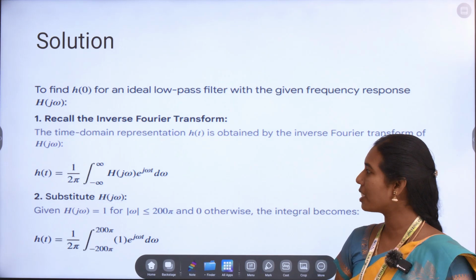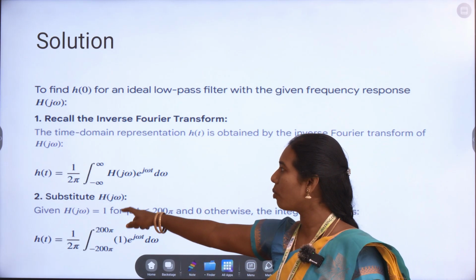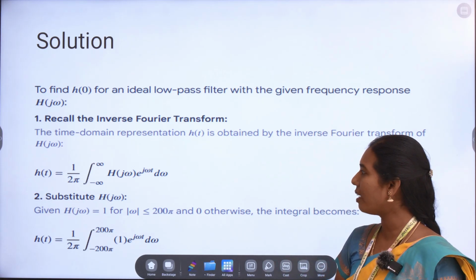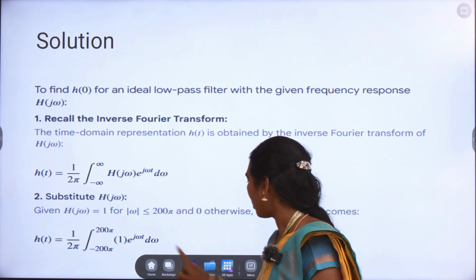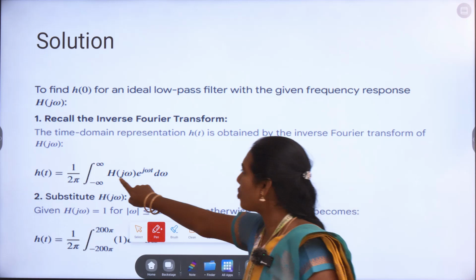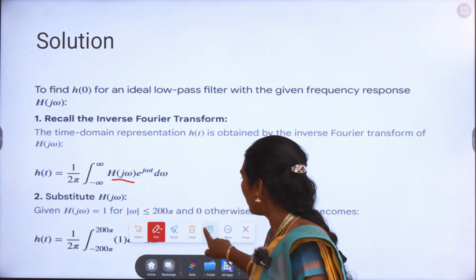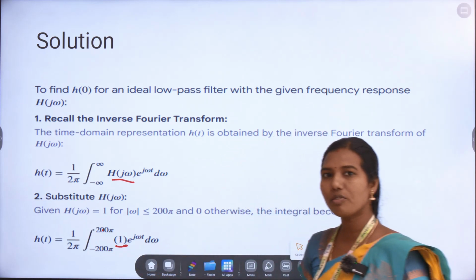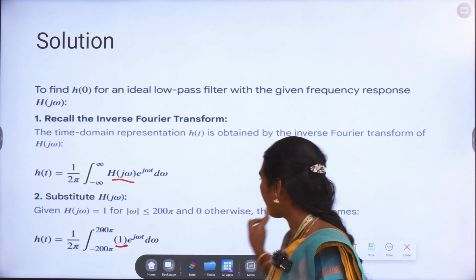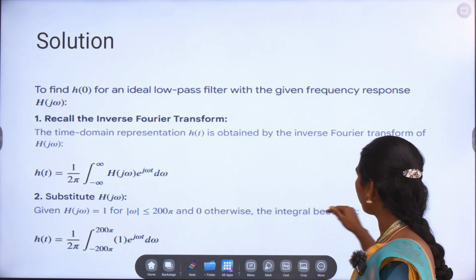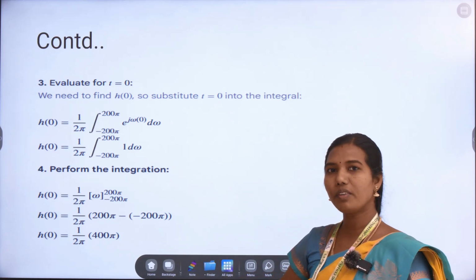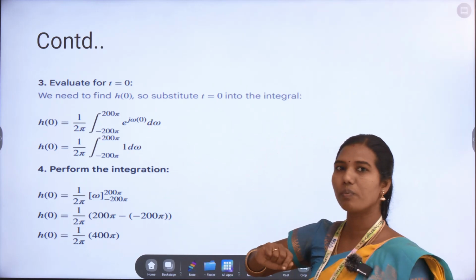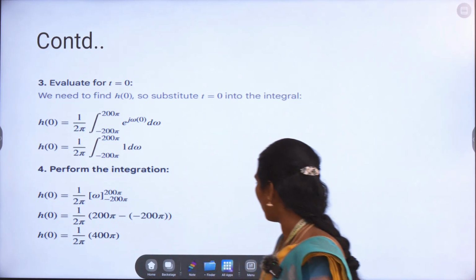We know the inverse Fourier transform is h of t equal to 1 by 2 pi integral from minus infinity to plus infinity H of j omega e power j omega t d omega. In this, the H of j omega value is given, which is equal to 1 for the integral range from minus 200 pi to plus 200 pi. So in the next step, the question is to find the t equal to 0 value. So substitute t equal to 0.